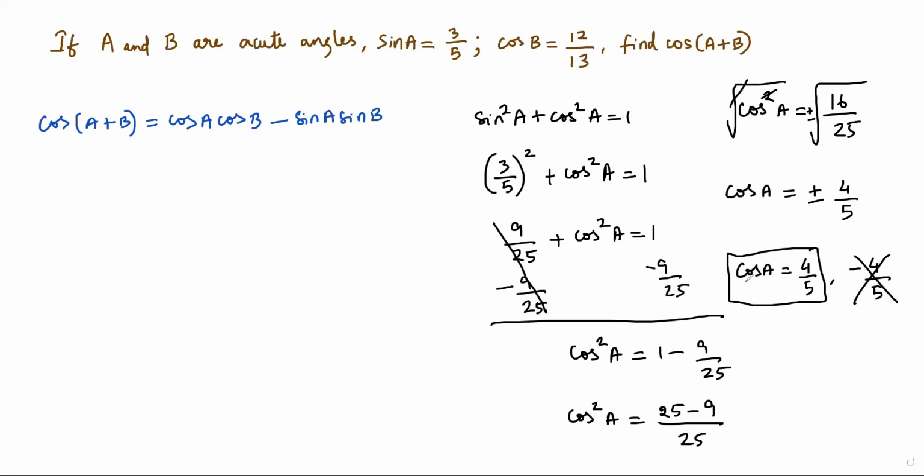Because we have to consider only the positive value. The reason is A and B are acute angles, and so we have the first quadrant. In the first quadrant, all trigonometric ratios are positive. So this cosine A must also be positive. So we consider only the positive value.